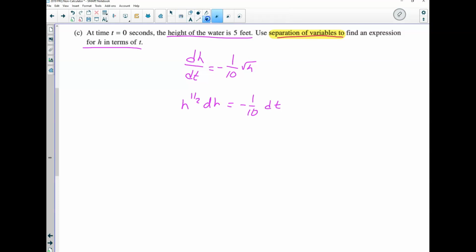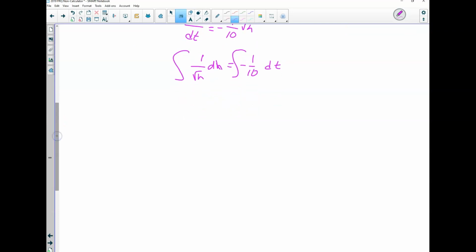Curry just better quit trying to do mental math. He's really botching this business here. So we got 1 over the square root of h dh. Then we're going to integrate that once your variables are separated. And because I am a simpleton and I've botched this, it's h to the negative 1/2 dh equals the integral of negative 1/10 dt.